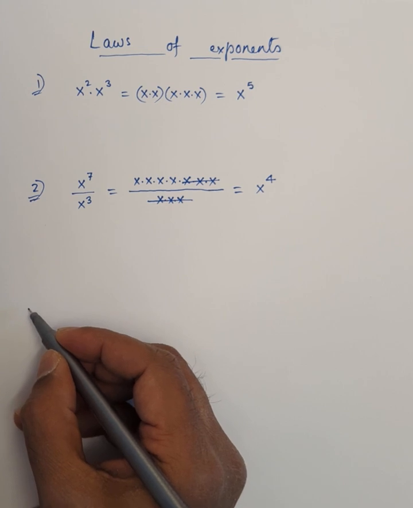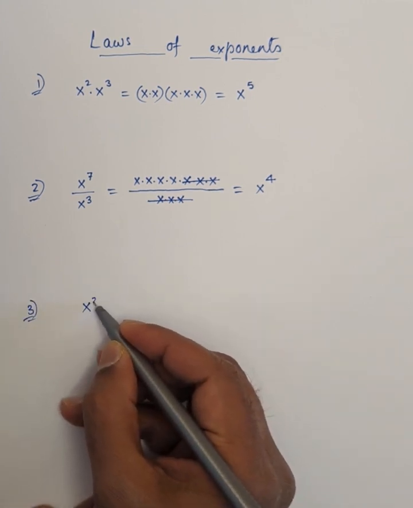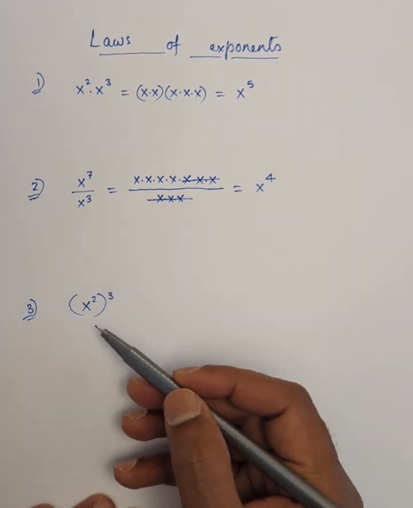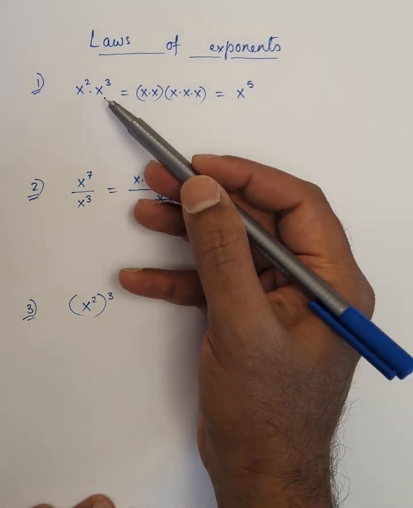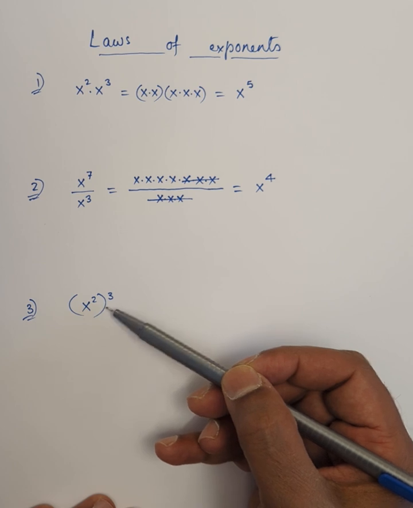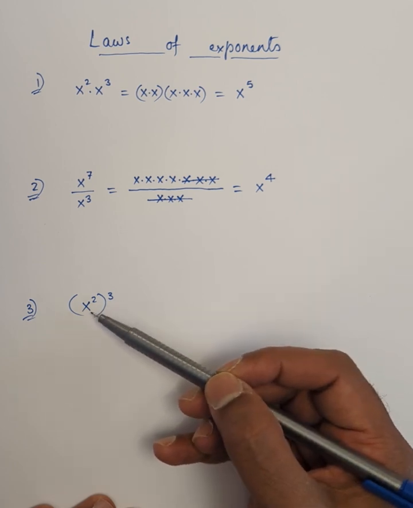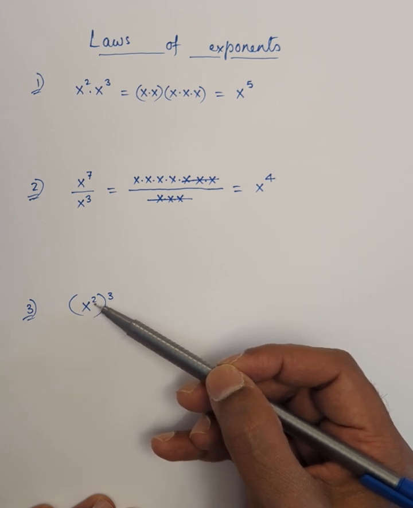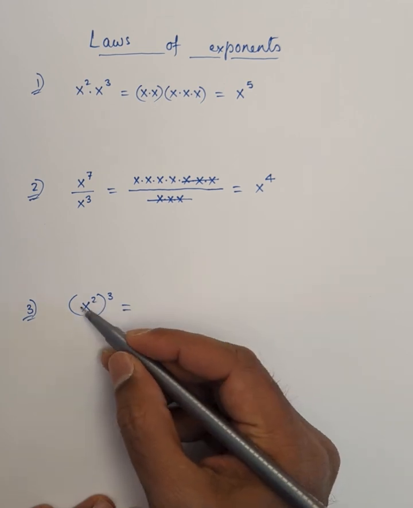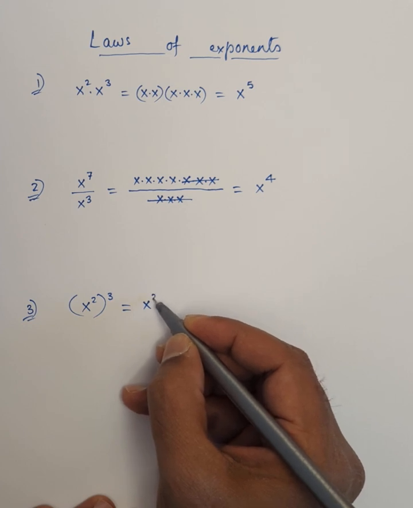Now I want to talk about one more problem. x squared to the power 3. Notice that this is not the same as the first example. It's not x squared times x cubed. This is x squared quantity cubed, which means I want to see x squared as one entity, which is being cubed.